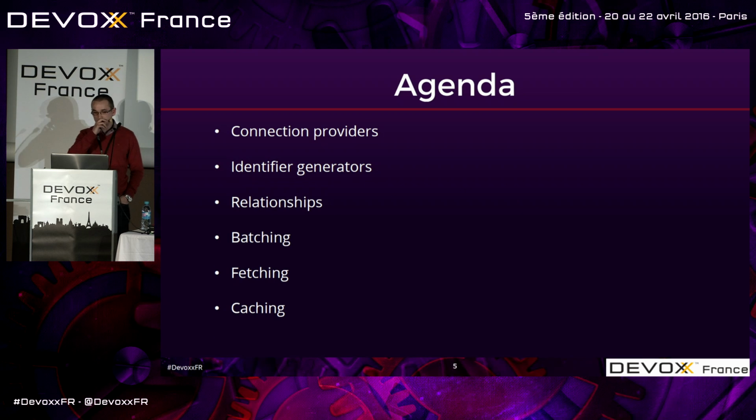Okay, so this time, I'm going to talk about connection providers, identifier generators, Hibernate relationships, batching, fetching, and in the end, about caching.